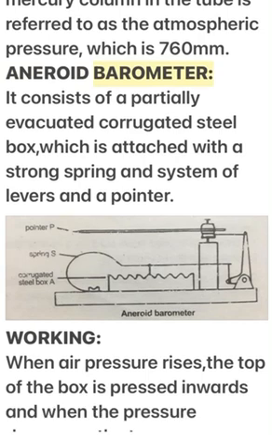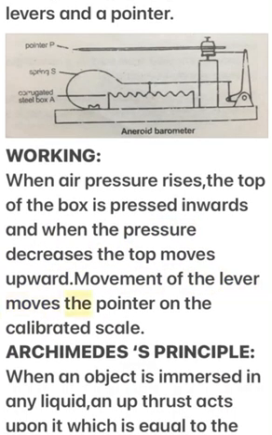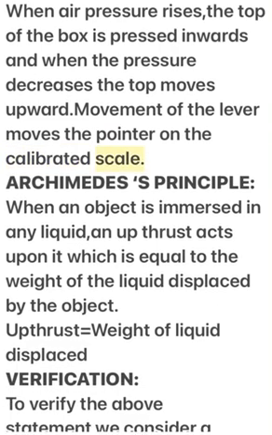Aneroid barometer. It consists of a partially evacuated corrugated steel box, which is attached with a strong spring and a system of levers and a pointer. Working. When air pressure rises, the top of the box is pressed inwards, and when the pressure decreases, the top moves upward. Movement of the lever moves the pointer on the calibrated scale.